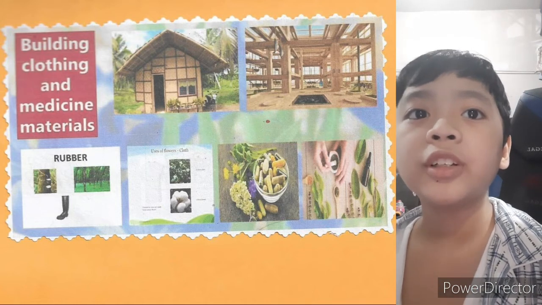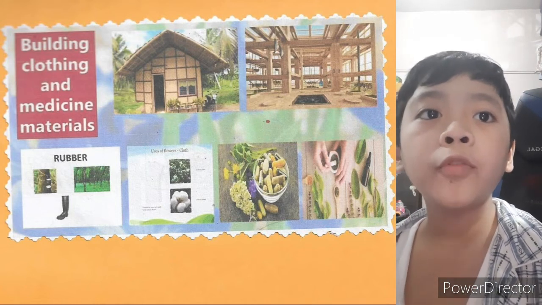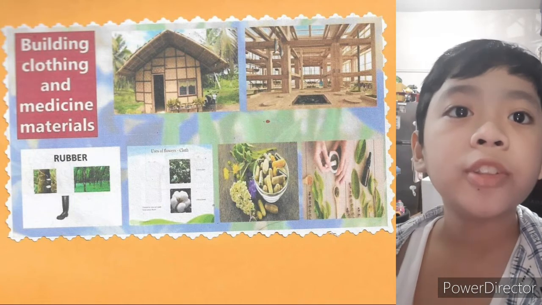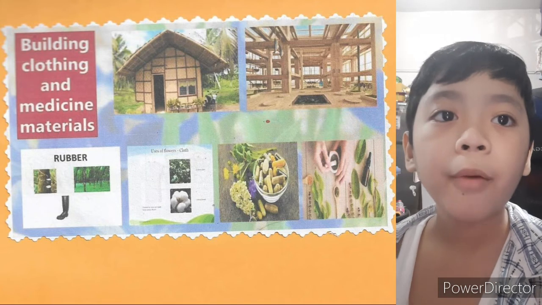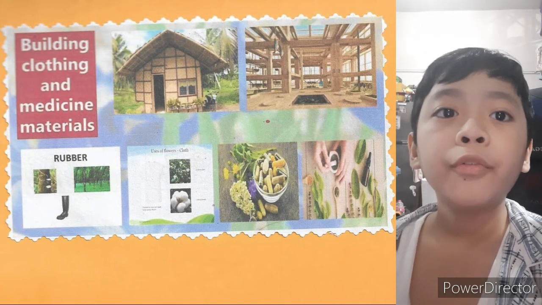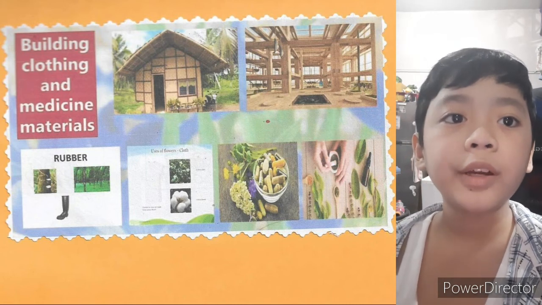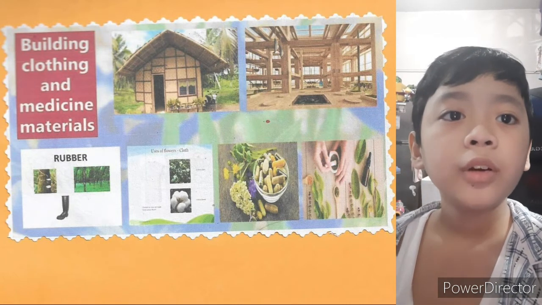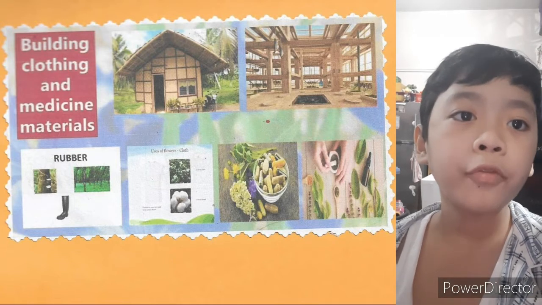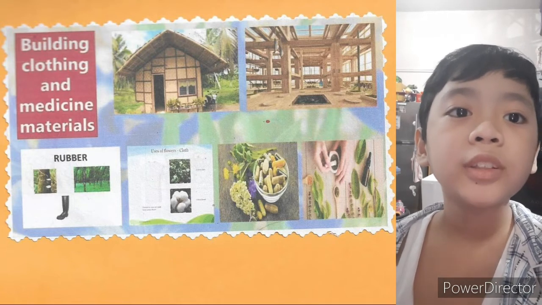Clothing materials. Some of the clothes you wear and the things you use are from plants. These fibers are fine thread-like materials that come from the stems, leaves, seeds, or fruits of some plants.